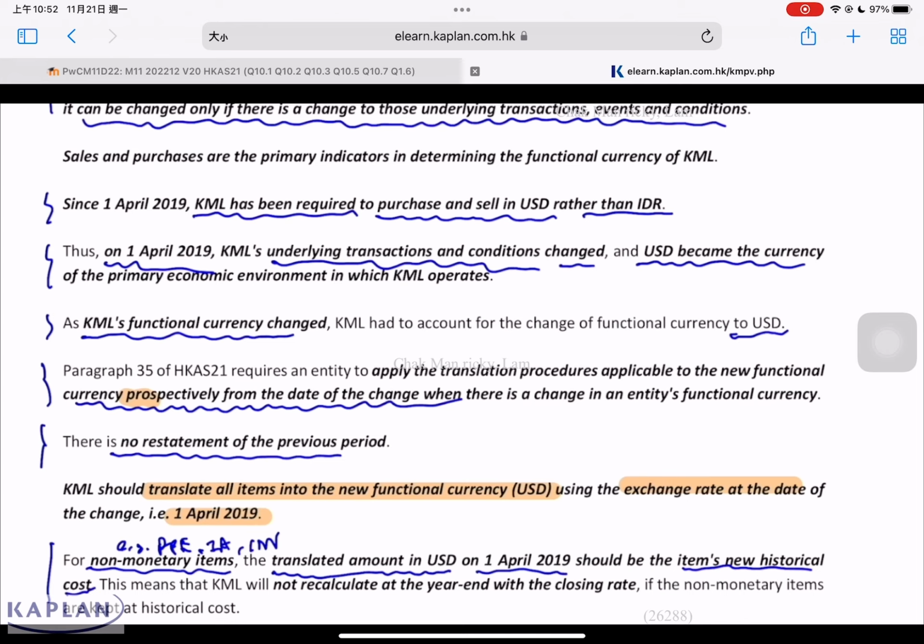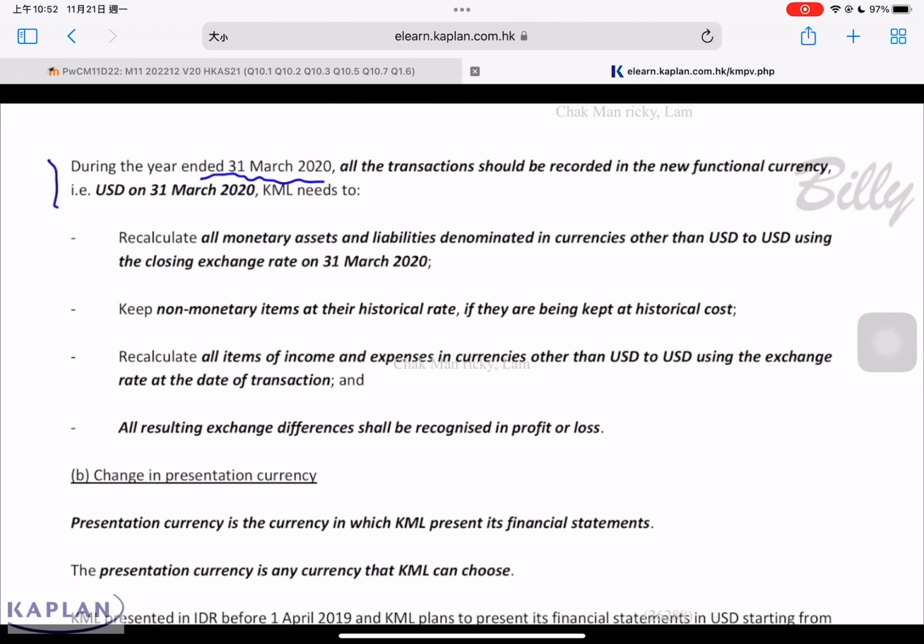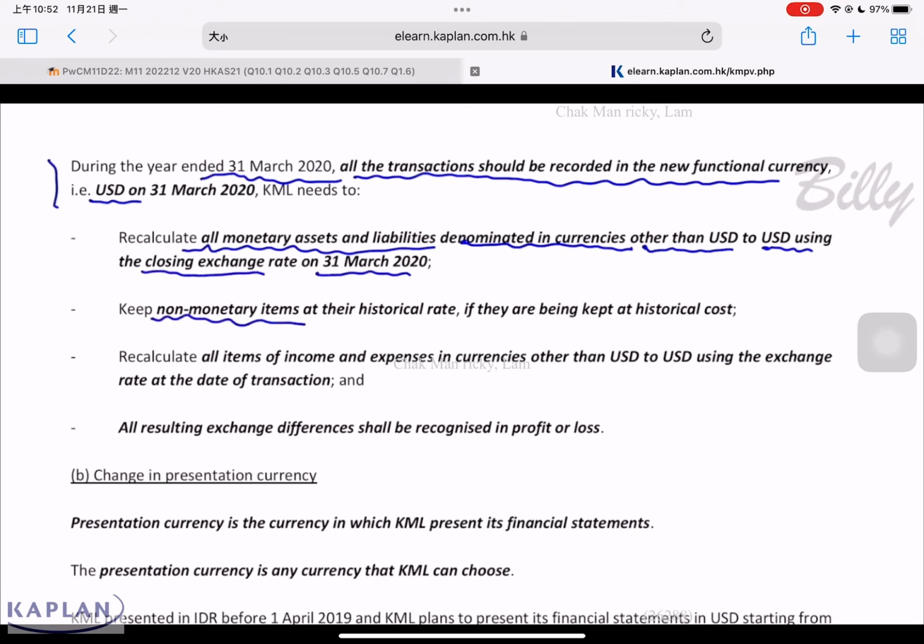At the year end 2020, we should not retranslate using the closing rate. Given that they are non-monetary items, we should not translate using the closing rate, unless these items are measured on a fair value basis. During the year ended 31st March 2020, all the transactions should be recorded in the new functional currency, which is US dollar. Monetary assets and liabilities denominated in foreign currency, which means other than US dollar, will be remeasured to US dollar using the closing rate at 31st March 2020. As mentioned earlier, non-monetary items will not be remeasured using the closing rate, instead they will be measured at the historical rate, unless the non-monetary item is measured on a fair value basis.